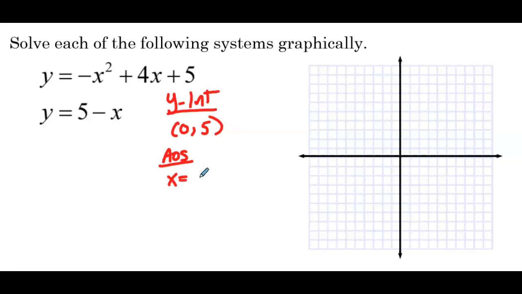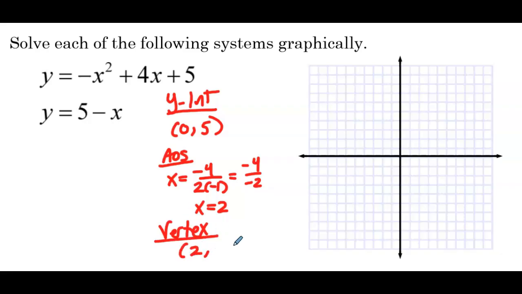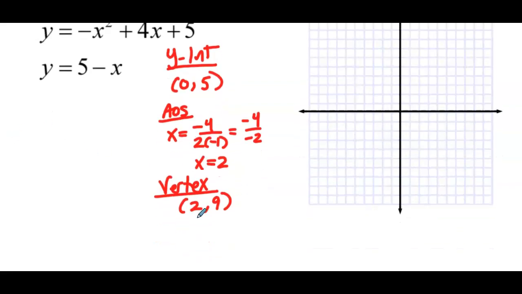Axis of symmetry, so x equals negative b, so negative 4, over 2a, which is negative 1. So that's going to be negative 4 over negative 2, which is x equals 2. So our vertex is going to be the point 2 comma, 2 squared is 4, times negative 1 is negative 4, and then 4 times 2 is 8, so negative 4 plus 8 is positive 4, plus 5 is 9, so 2 comma 9, and then we need our x-intercepts.